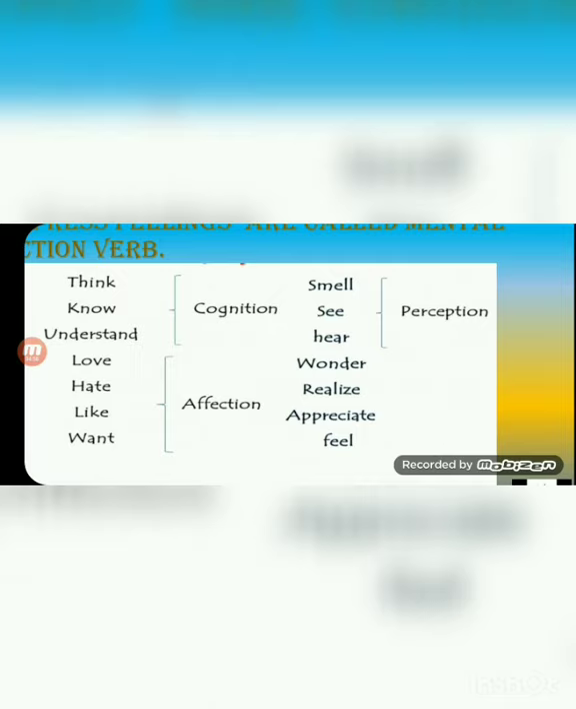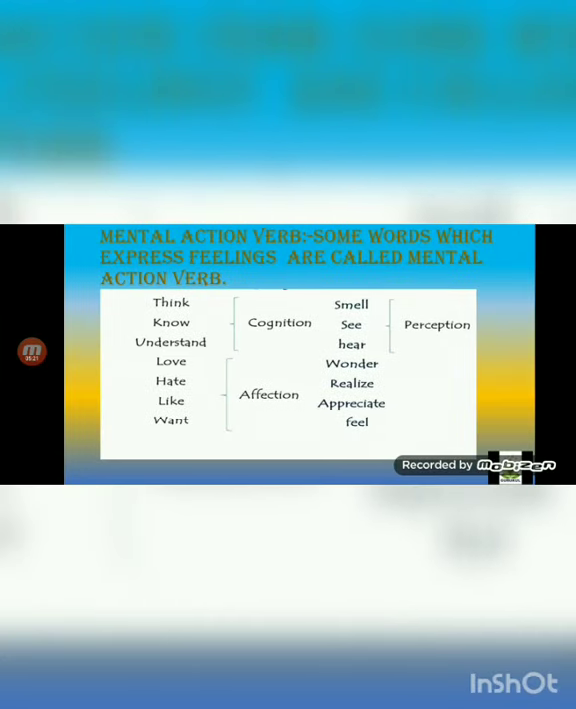Realize, appreciate, and feel. These are the perceptions. Whenever we get in contact with some kind of smell or when we see something, these are related to the activities of the brain which we react to. So these are called the perceptions. So all these are a part of mental action verbs.